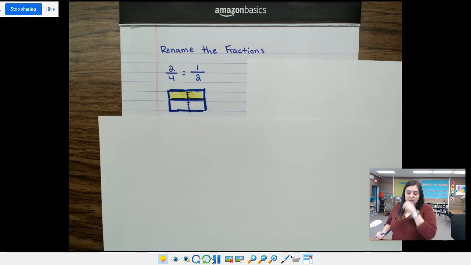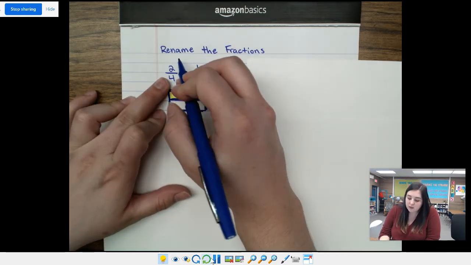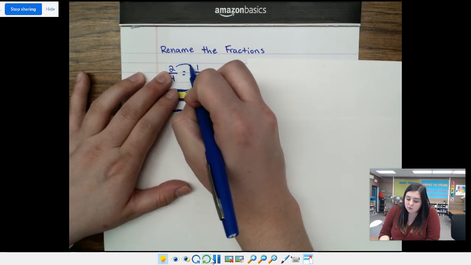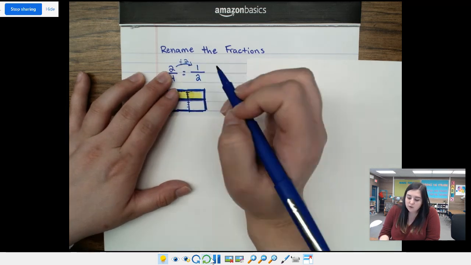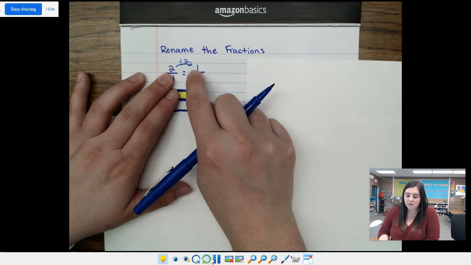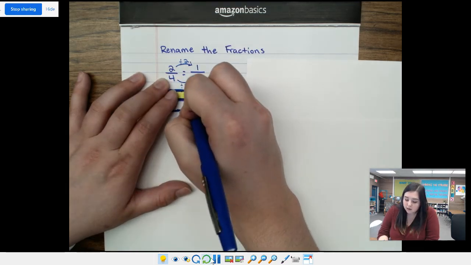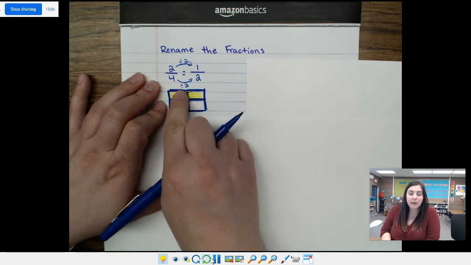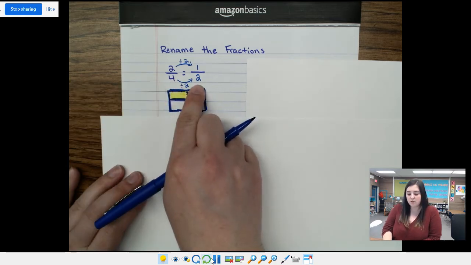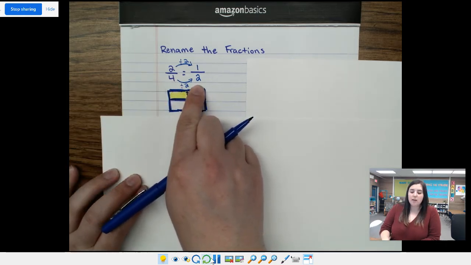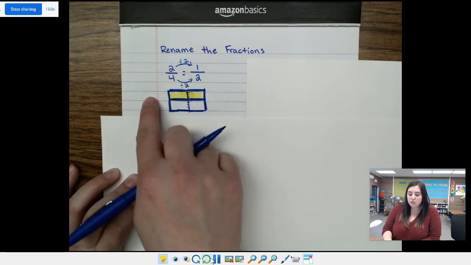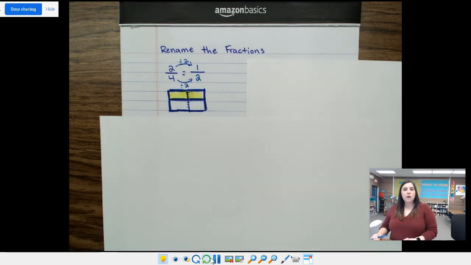And Khan showed this using division. I could do 2 divided by 2, and that would be 1. If I divide by 2 on the top, I have to do the same thing to the bottom. 4 divided by 2 would be 2. There we go. So Khan's strategy, he showed you that you could erase those parts in between.